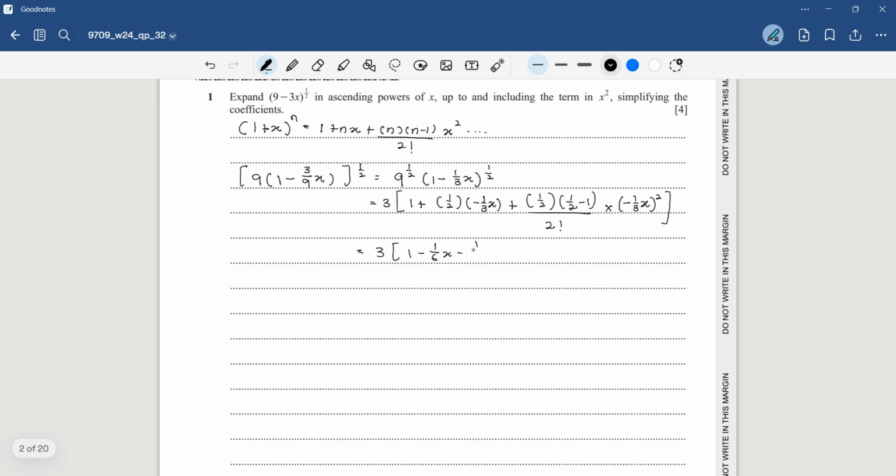minus 1 over 72 x squared. So it's going to be 3 minus 1 over 2 x minus 1 over 24 x squared. Okay, so this is your final answer.